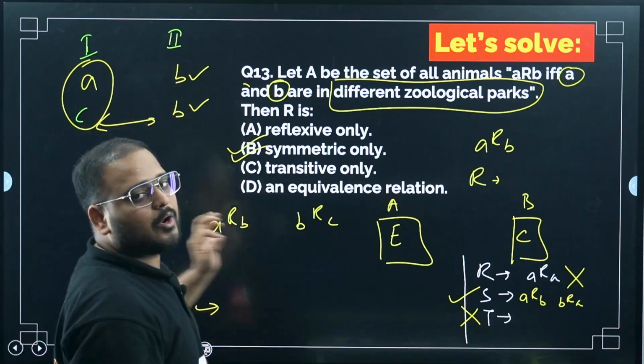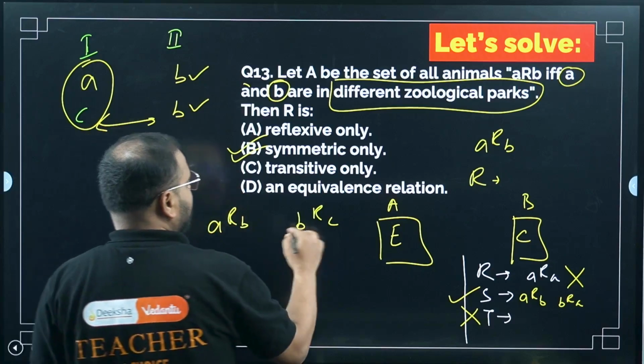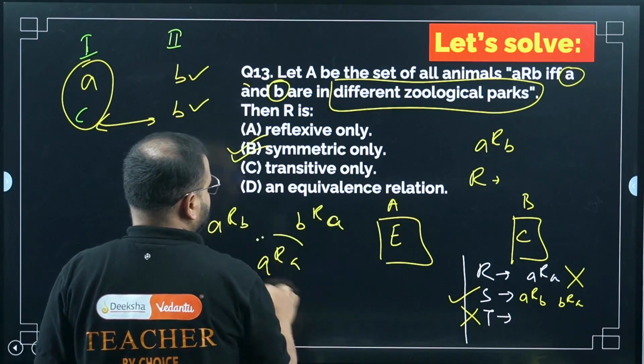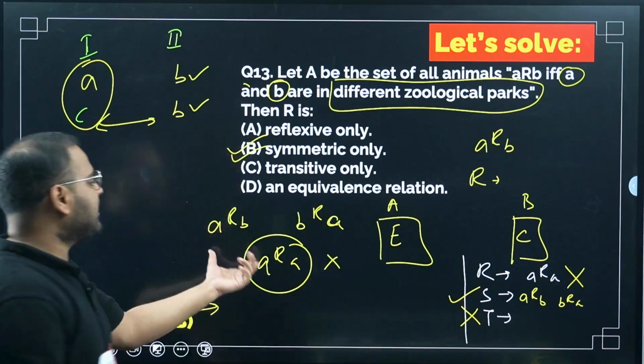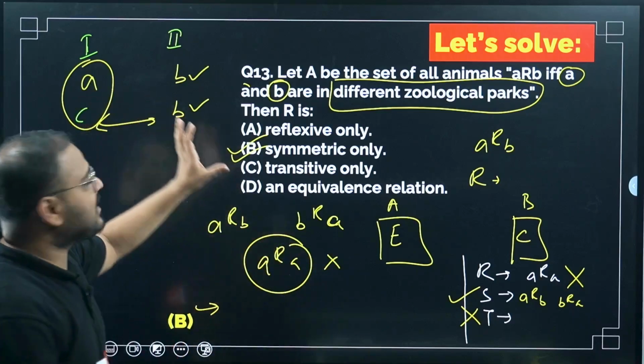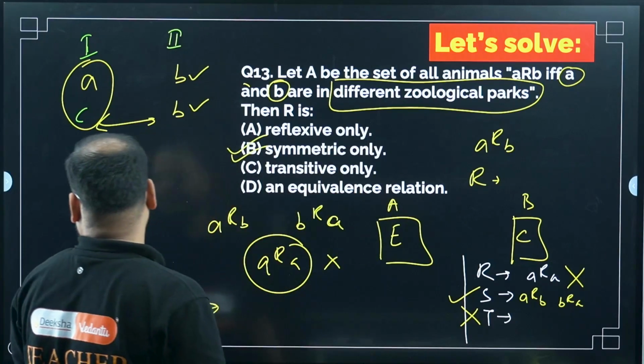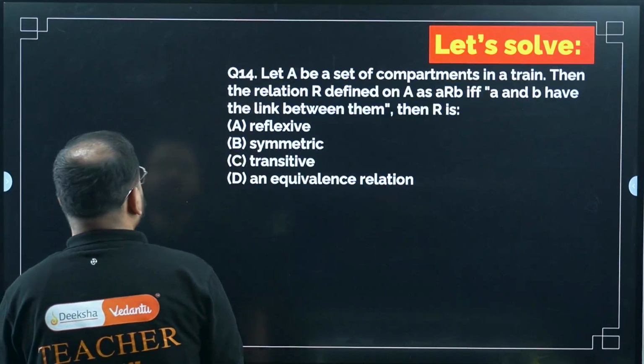It means it cannot be the case. If you want, you can write like this also. A R B, B R A, then what has to be there? A R A, which is not possible. You take it as A R B, B R A, or A R B, B R C. Both of the conditions will be giving you not transitive. I hope you understand this. Let's move on to the next question.